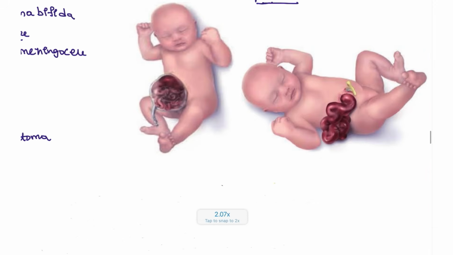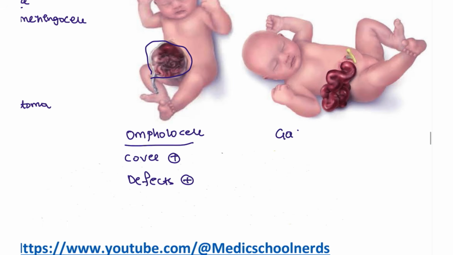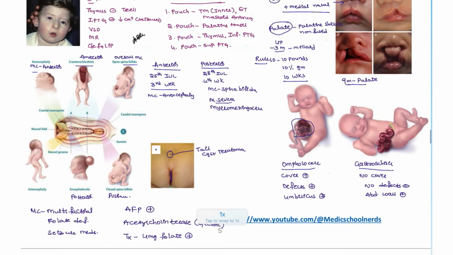Next, another defect that you can see. This is the omphalocele. Omphalocele is associated with a cover, right? Here you can see this is the cover. And this is also associated with multiple defects, not just one. And next, this is the gastroschisis. Both are hernias only, but there is no cover and no other defects also. So this is the major defect. Omphalocele comes from within the umbilicus, and gastroschisis comes from the abdominal wall. Right? That one you have to remember.